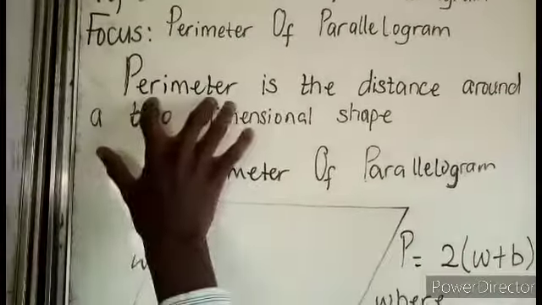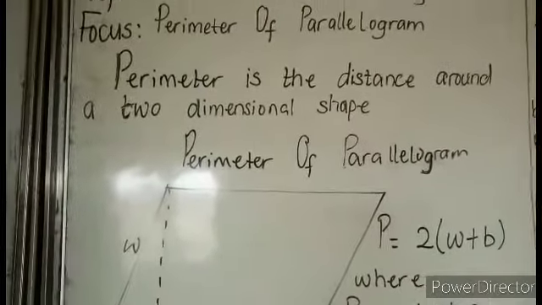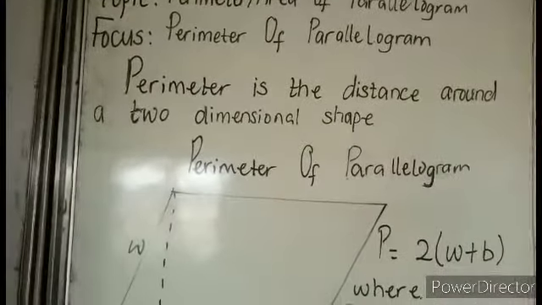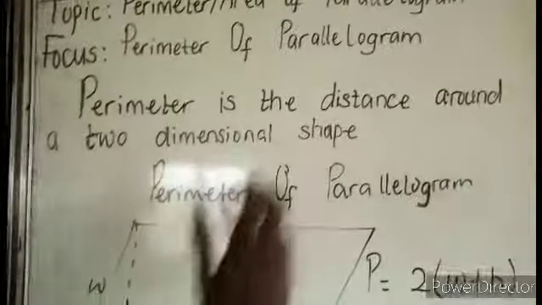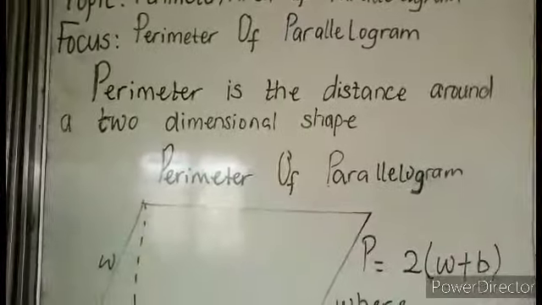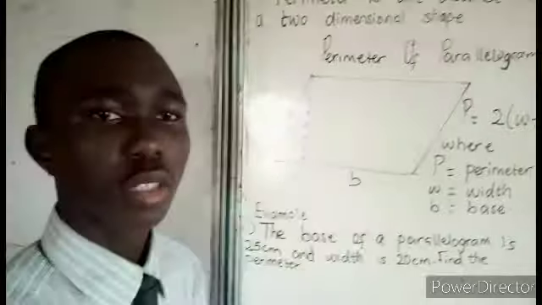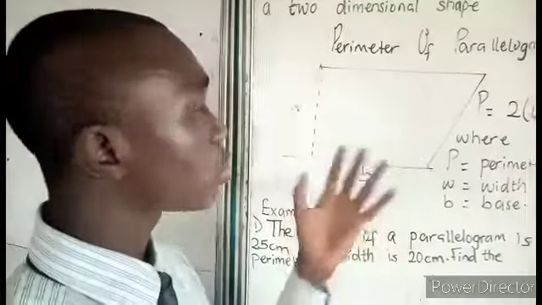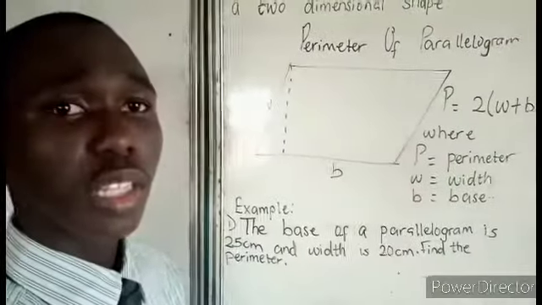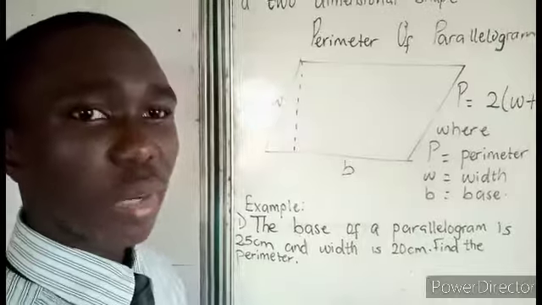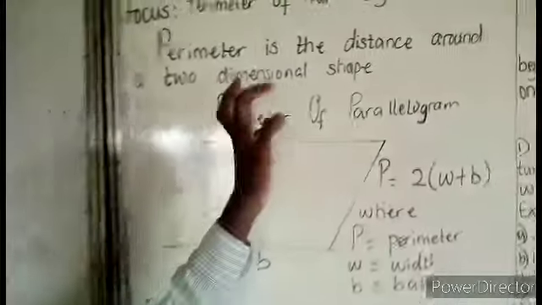Perimeter is the distance around a two-dimensional shape. Distance around the what? A two-dimensional shape. Now you might be confused by what I meant by a two-dimensional shape. A two-dimensional shape is any shape that you can lay flat. Shapes like your square, your rectangle. A parallelogram is also an example of a two-dimensional shape. They can be laid flat on a surface.